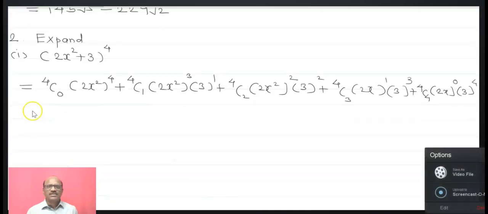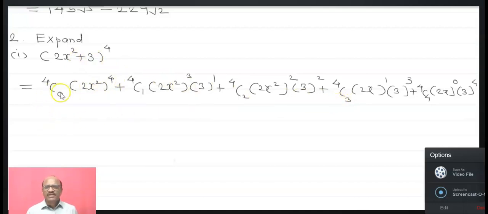Now see this again. That is 4c0 (2x square) bracket raised to 4 plus 4c1 (2x square) bracket raised to 3, 3 raised to 1 plus 4c2 (2x square) bracket raised to 2 into 3 square plus 4c3 (2x) raised to 1, 3 raised to 3 plus 4c4 (2x) raised to 0 and 3 raised to 4. Again the powers of 2x square are decreasing and the power of 3 is increasing.